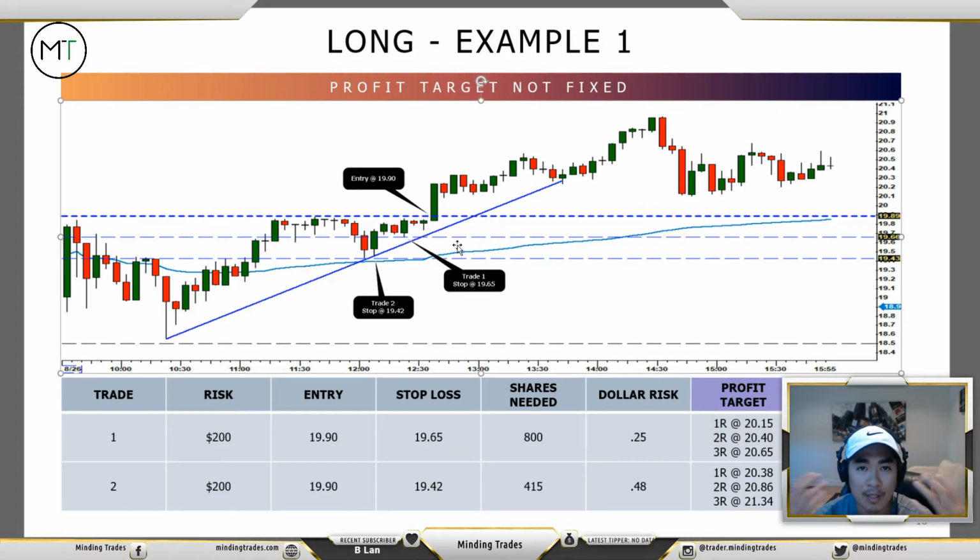So the tighter the stop, the higher the reward, but the higher the risk. You might have more chances of getting chopped out, and with a looser stop you have more room, more flexibility. But it is what it is, depending on your personality of trading.